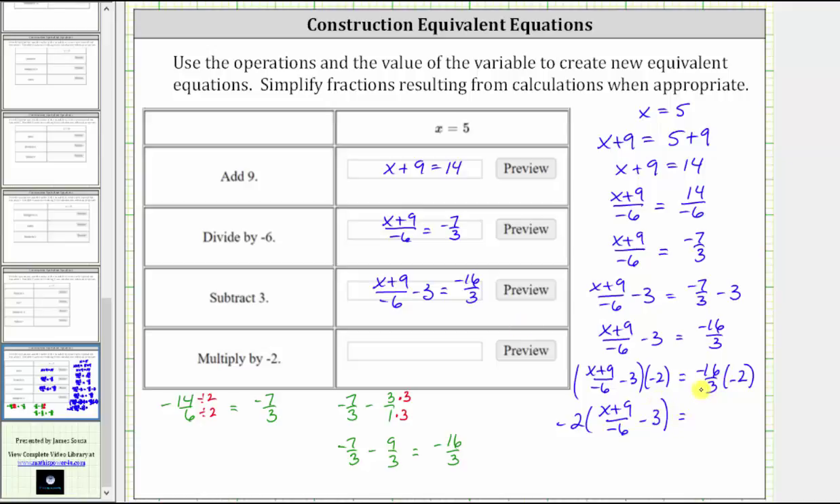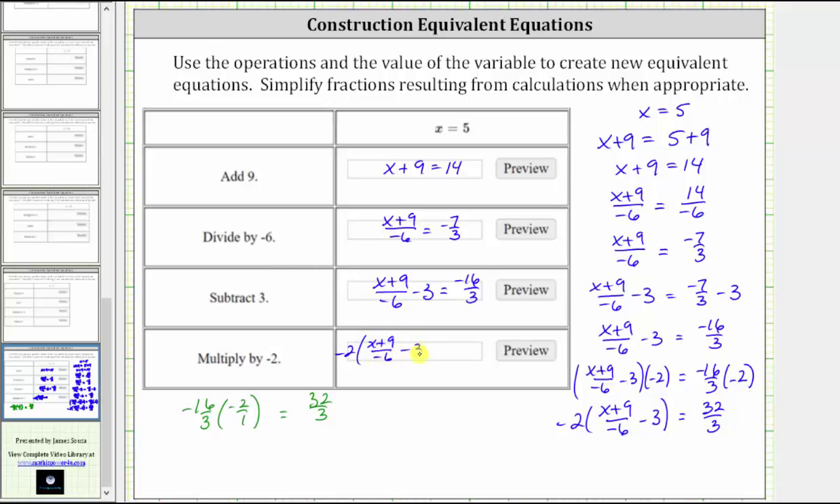Now on the right side, we need to find this product. We have negative 16 thirds times negative 2, or times negative 2 over 1. Nothing simplifies, and a negative times a negative is positive, and therefore this product is positive 32 thirds, giving us the right side of our final equivalent equation. So the final equivalent equation again is negative 2 times the quantity x plus 9 divided by negative 6 minus 3 equals 32 thirds. All of these equations are equivalent because they all have a solution of x equals 5.